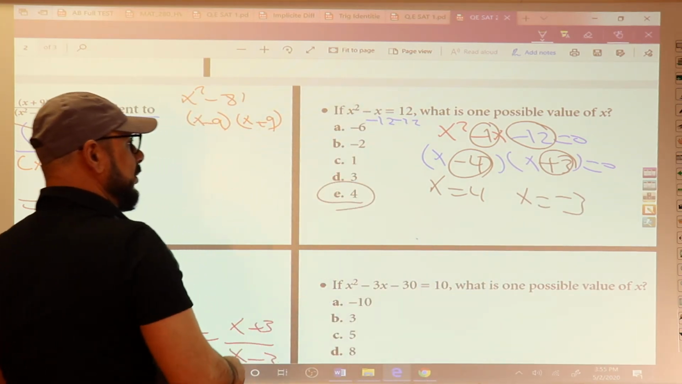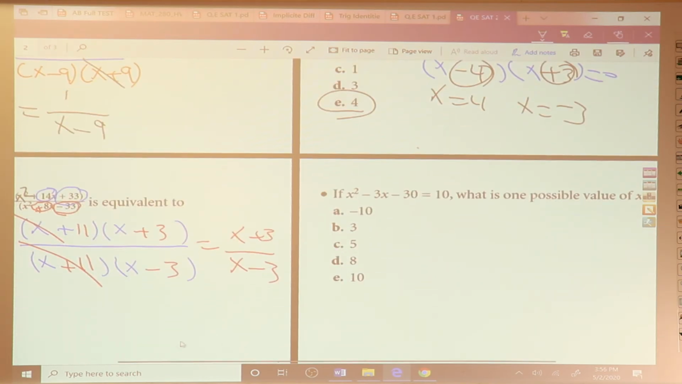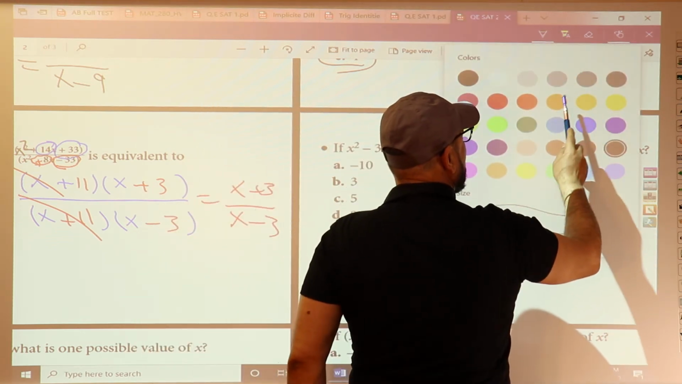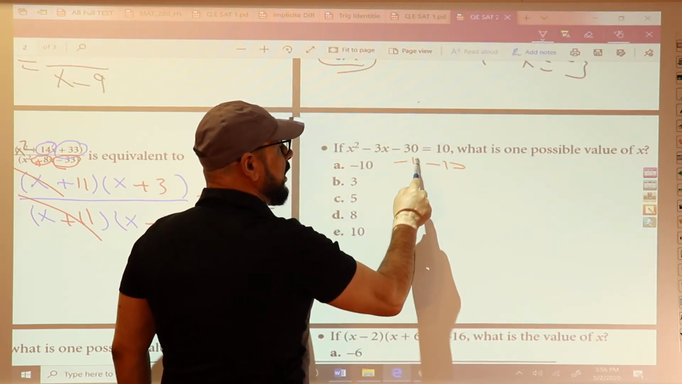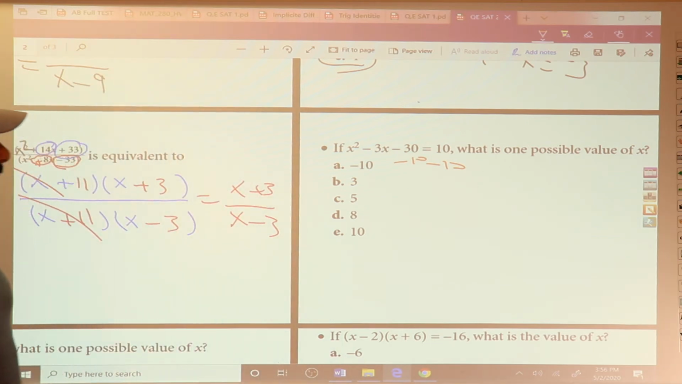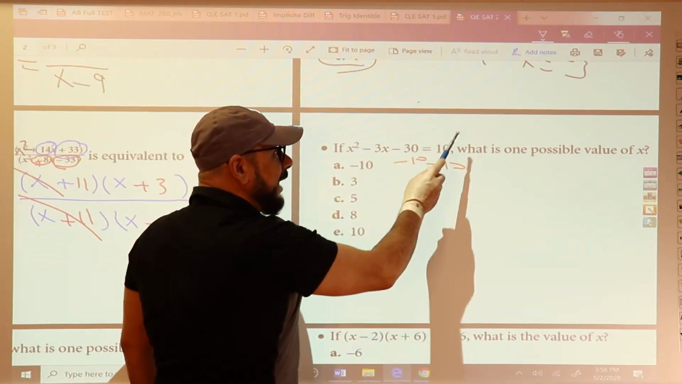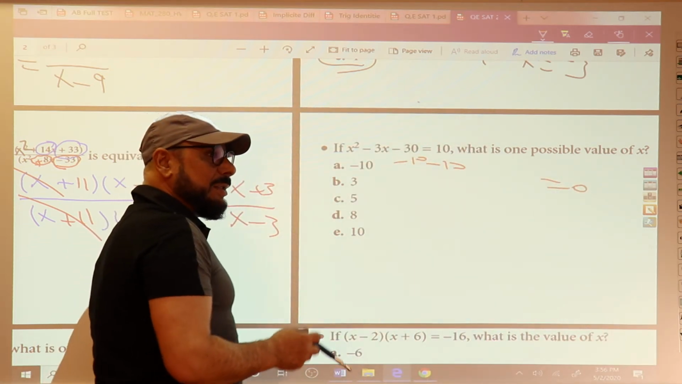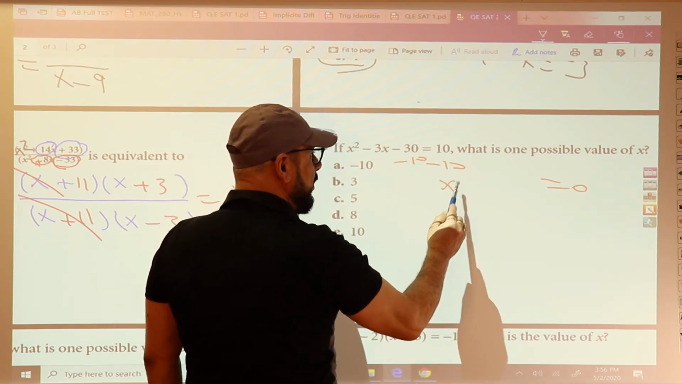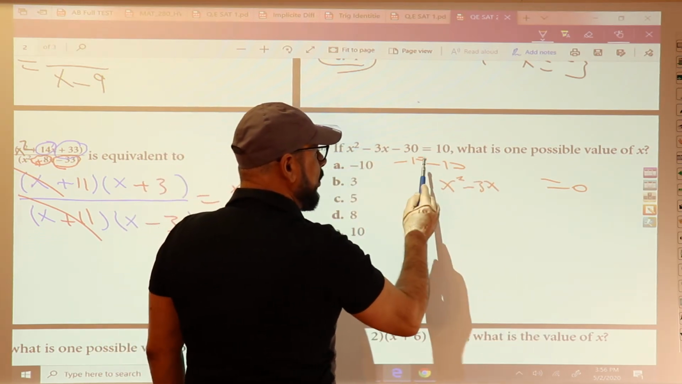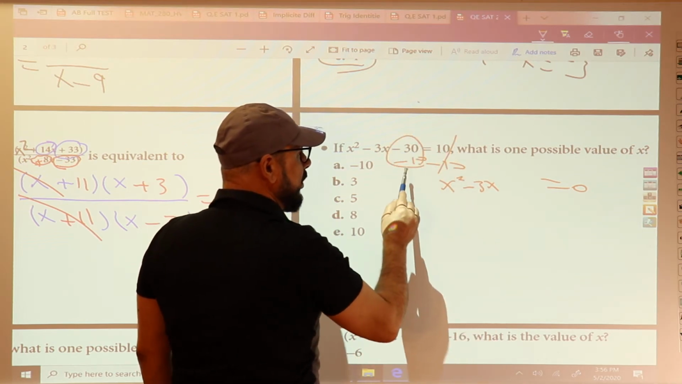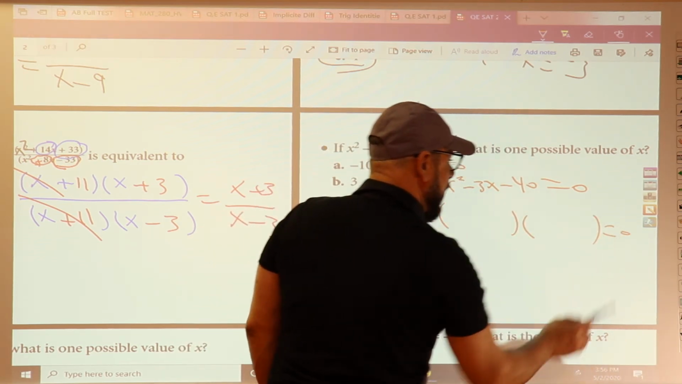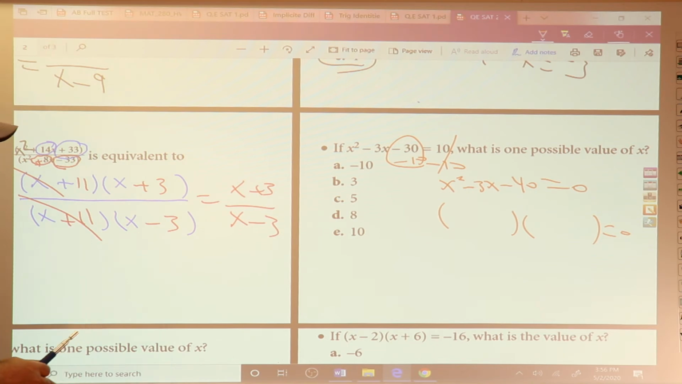We have time, right? What is one possible value? Here I have to subtract 10. I cannot leave this side; the right side has to always be 0. Then x squared minus 3x, negative 10 cancels with this, and we get negative 40. Now what factors? Stop me when the time is over, okay?